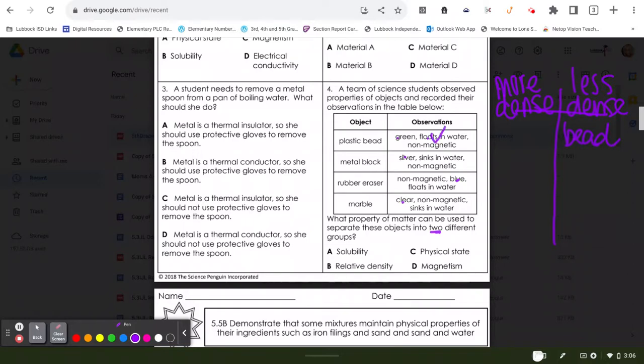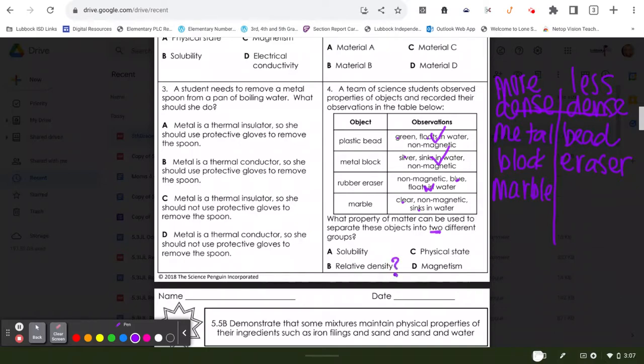Let's see, a metal block sinks in water. That's going to be more dense, so metal block. Okay, a rubber eraser floats in water, so that's going to be less dense. So we're going to have an eraser. Okay, and then a marble sinks in water, so that makes it more dense. So which of these answer options could that be?